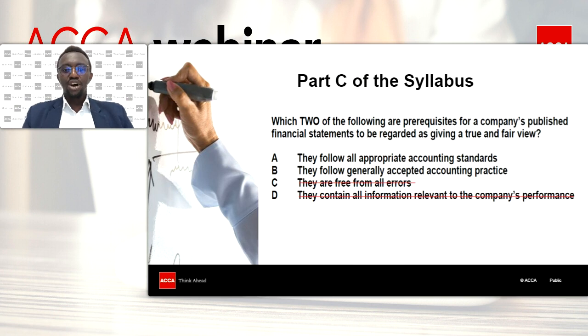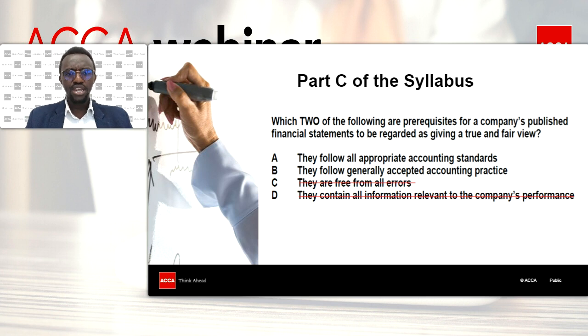Now, I like to read. When I read the question, I like to take some time to really highlight a few things. For instance, you've told me, which two? So I'm very keen to ensure that I don't choose one answer only. I'm very keen to appreciate the fact that I choose specifically the two that I'm looking for. Which two of the following are prerequisites for a company's published financial statements to be regarded as giving a true and fair view?